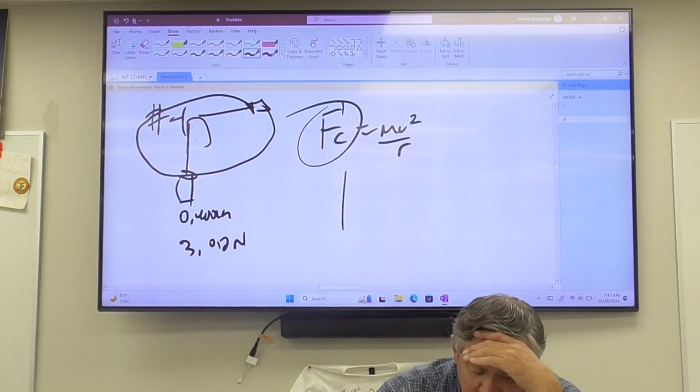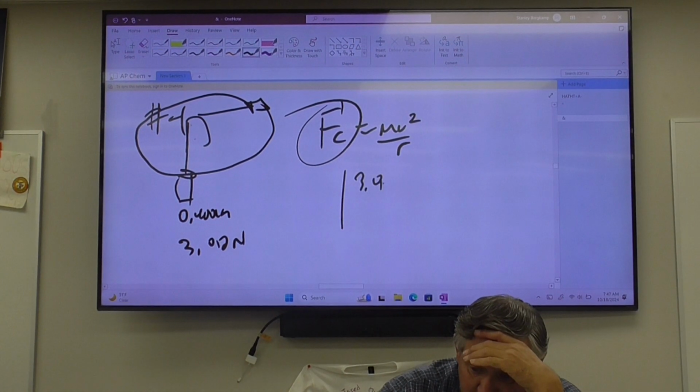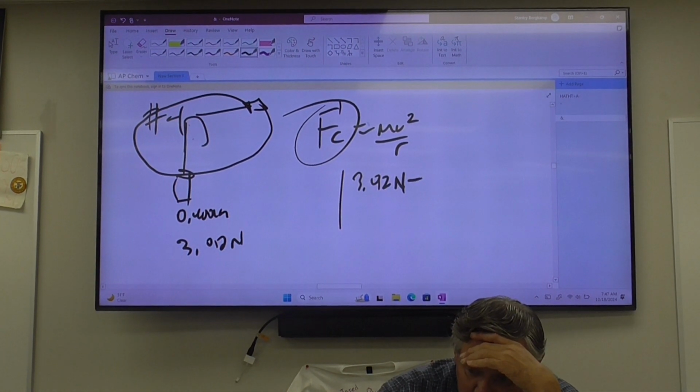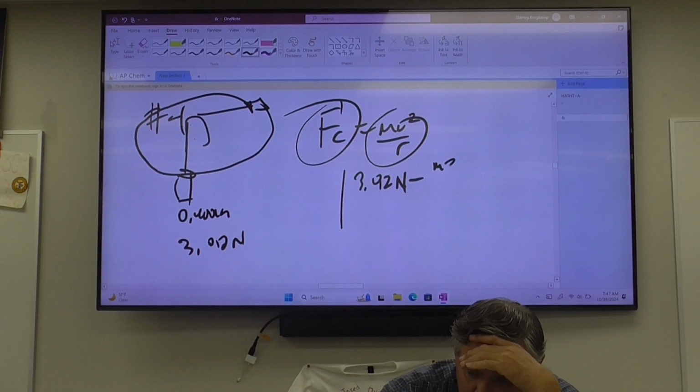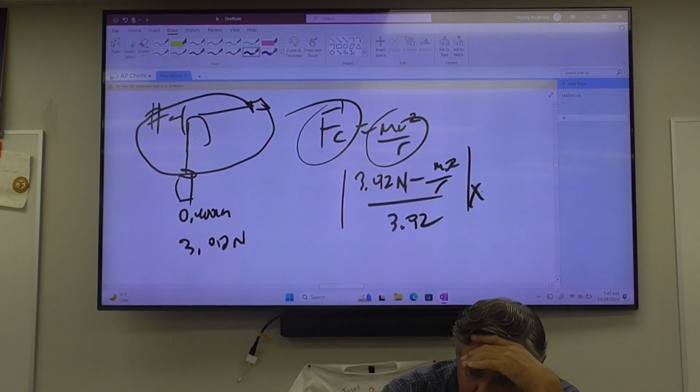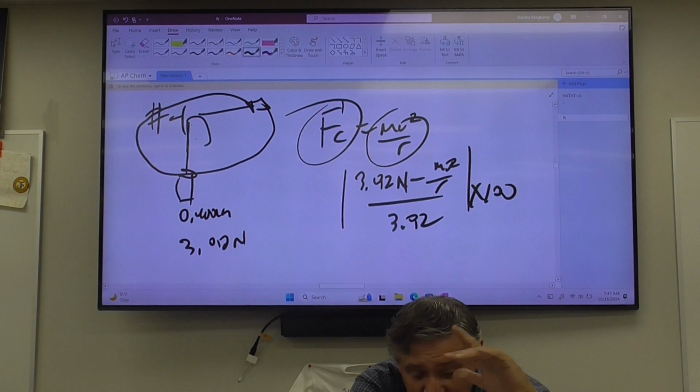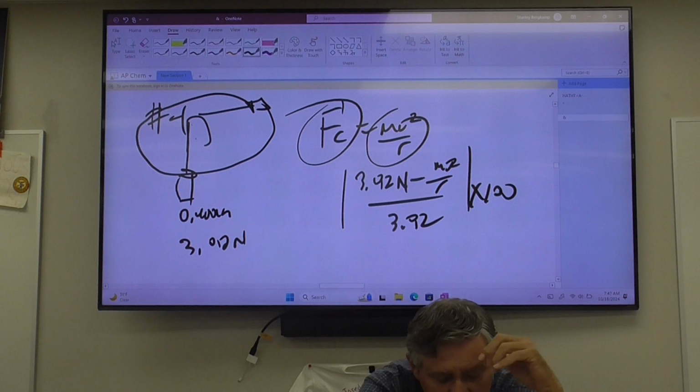So then, basically, on trial number 4, you're going to take 3.92 newtons minus what you get from mv squared over r, divide that by 3.92 times 100. So you can do that for trials 4, 8, and 12.